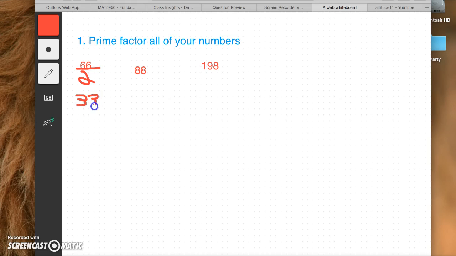And now 33 is no longer divisible by 2, so we have to go to our next largest prime number, which in this case is 3. 33 divided by 3, that leaves us with 11. And 11 itself is a prime number. So let's move on to our next one. 88. We're going to divide this by 2, and we end up with 44.